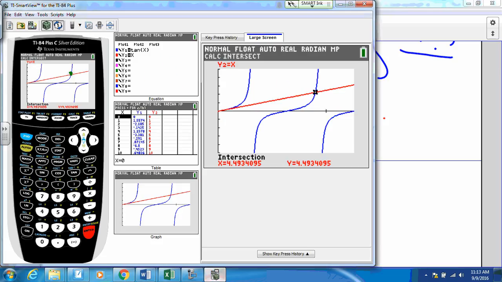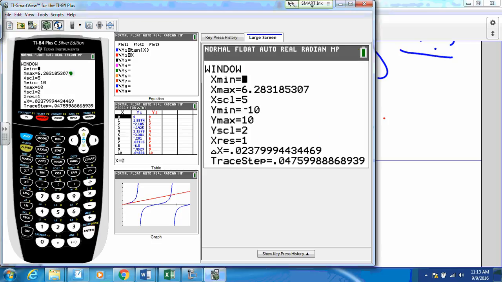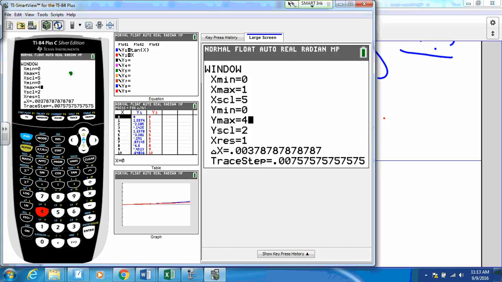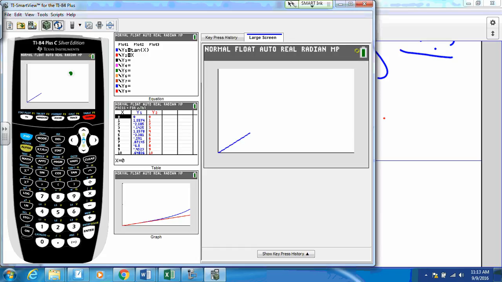For the second, or maybe second and third solutions, I need to now change my window size so I can see this part of it more clearly. So let me change my window size to maybe 0 to 1 and 0 to 1. There we go. And now let's graph it again and see what we can see. Here comes y equals tan x. Here comes y equals x. Oh, that's really close, isn't it? Yep.